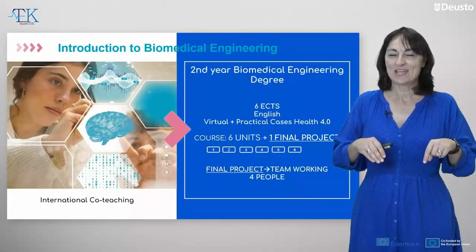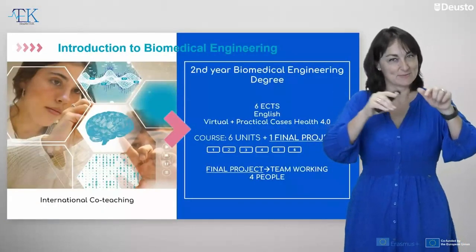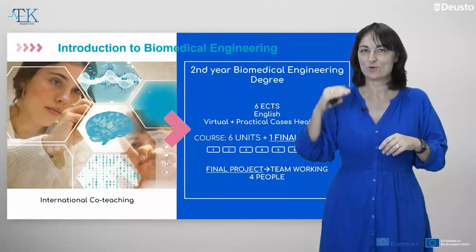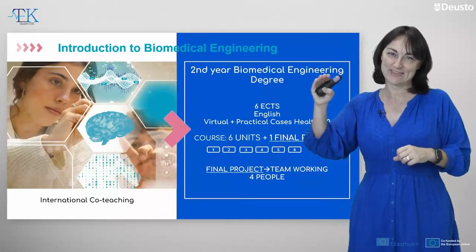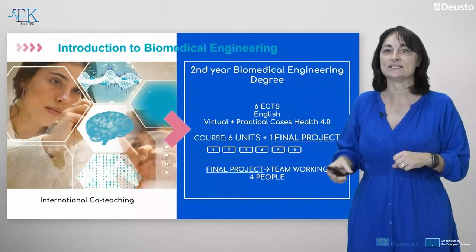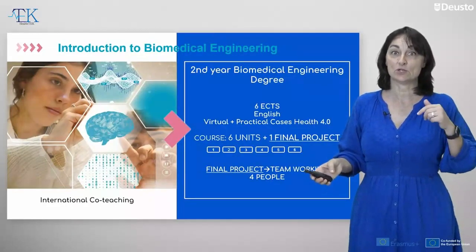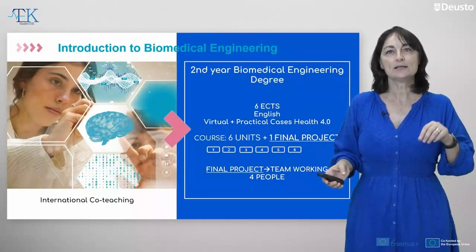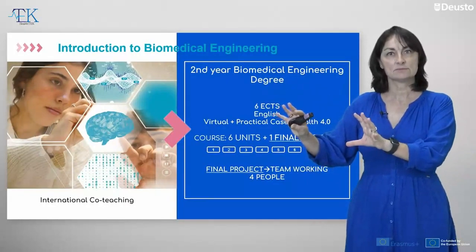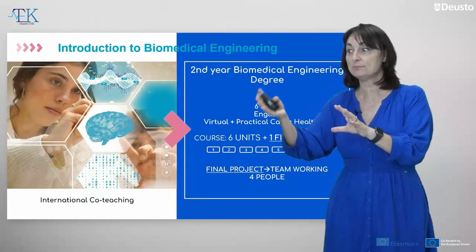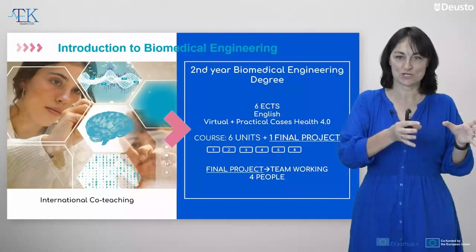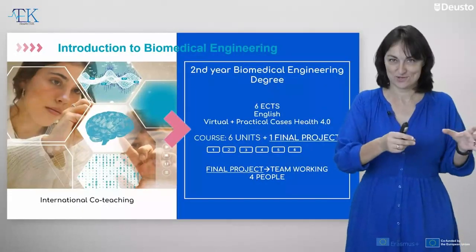So, this course, Introduction to Biomedical Engineering, belongs to the second year, in the first semester of the second year of the biomedical engineering degree. The course has 6 ECTS, will be taught in English, and consists of 6 units where theory and practical cases will be taught, and then a final project working in teams of 4 students.